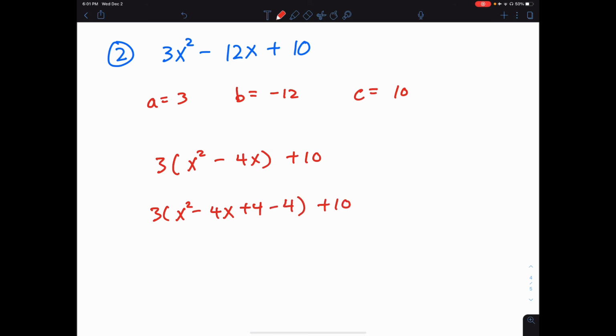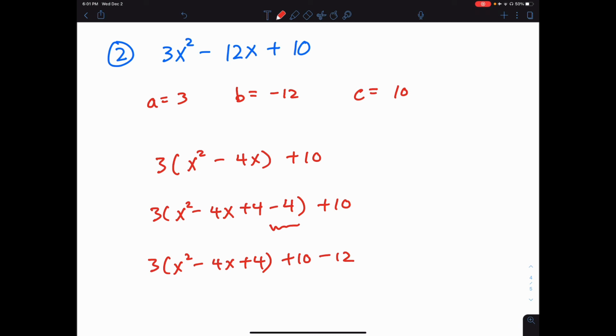We keep the +10 since we never used it. Now I need to take out the balancer, the -4. In order to do that, it gets affected by the front value a, that 3. So if I were to take it out, first write down what's left inside. When I take out the -4, it gets multiplied by the 3, so actually -12 comes out. So I can go +10 minus 12.